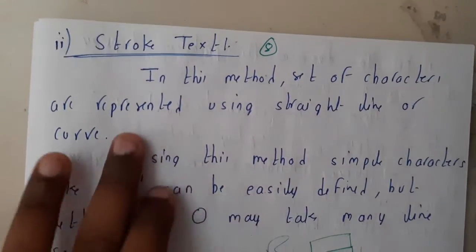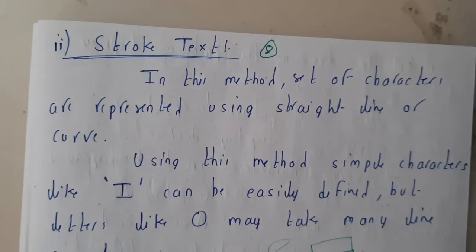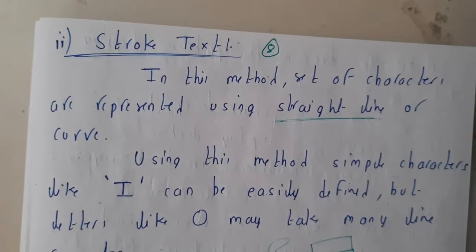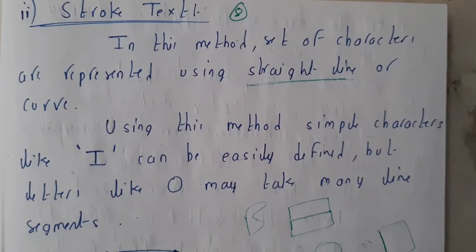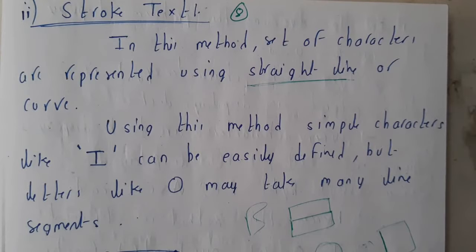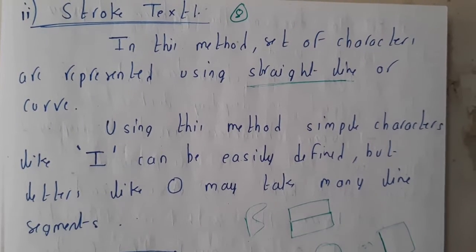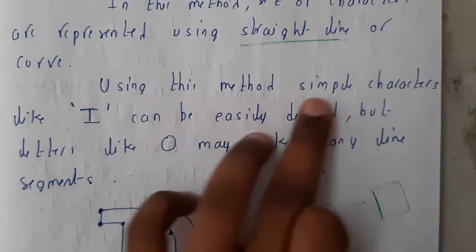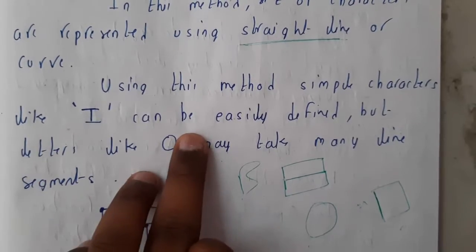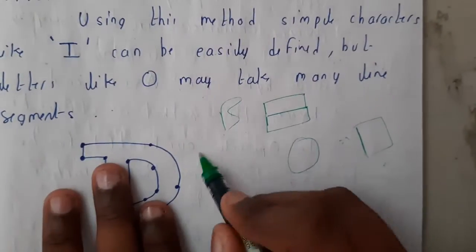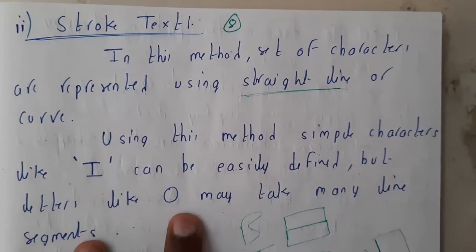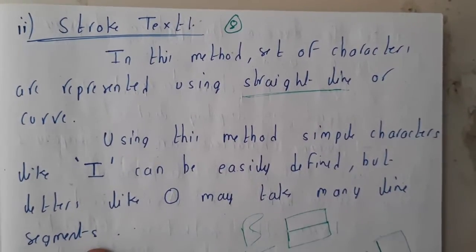So instead of that, we will be using this stroke text format. In this method, a set of characters is represented using straight lines. Instead of using bits or pixels, we will be using lines. We will be drawing straight lines or curved lines to get our required symbol. Using this method, simple characters like I can be easily defined. One line, two line, three line, it's over. But letters like O may take many segments.